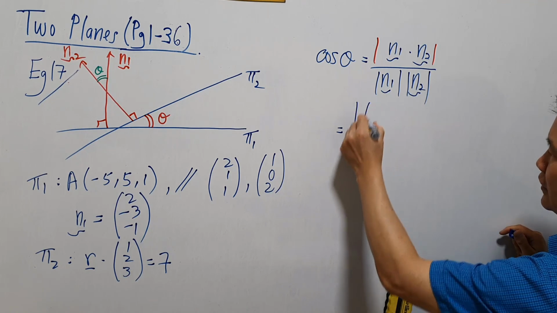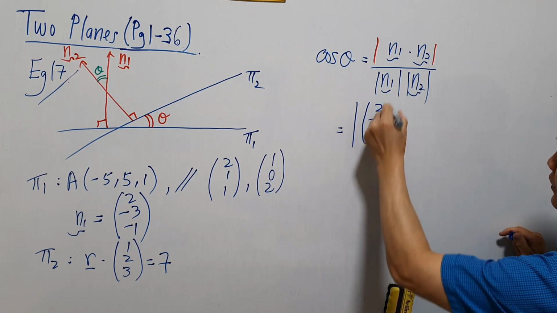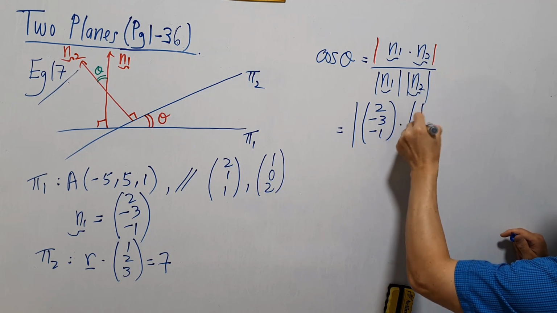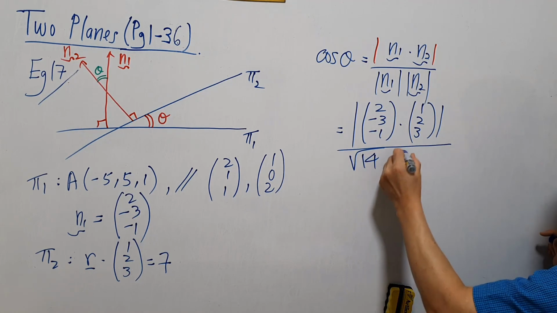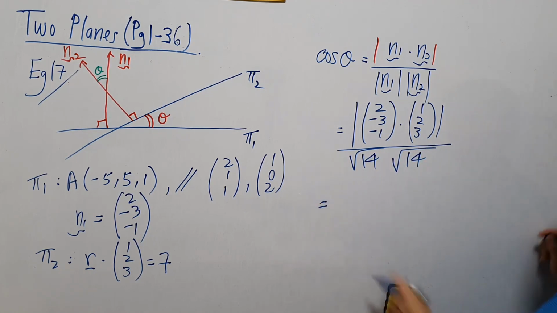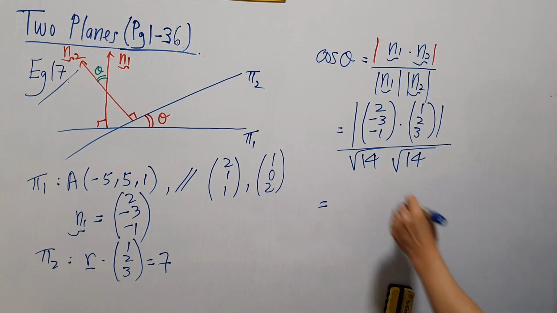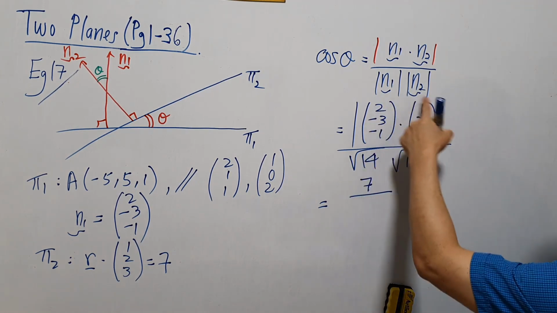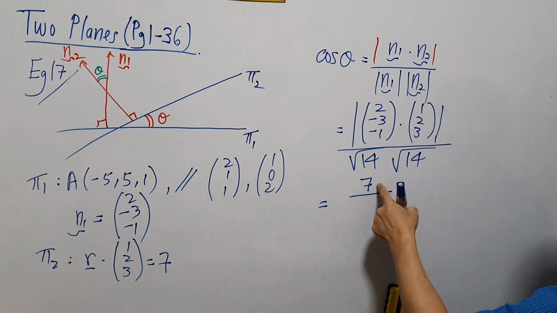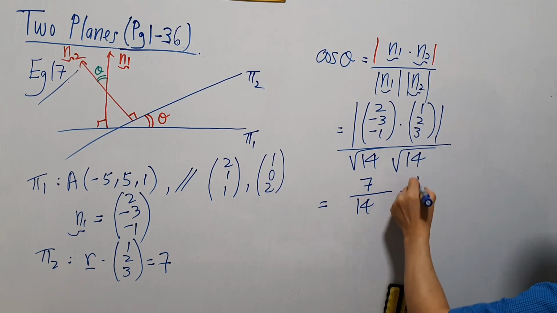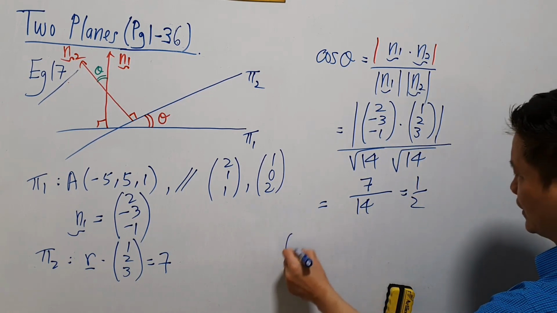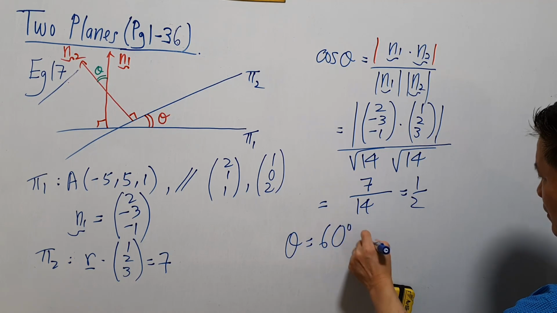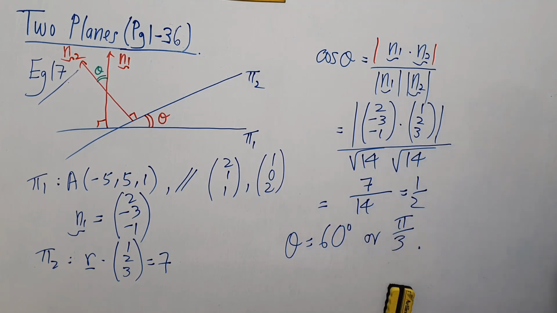n1 is (2, minus 3, minus 1) dot with n2. And then the magnitude of n1, which is square root 14, and the magnitude of n2, which is square root 14. And let's perform the calculation. This gives you 7 on the numerator. It's actually minus 7, but because of the modulus, it becomes a positive 7. And this gives you half. So if you have cos theta equals half, then theta equals 60 degrees or pi over 3. And this is example 17.